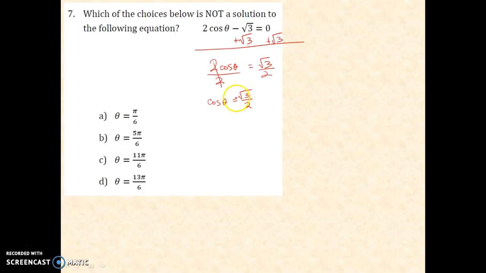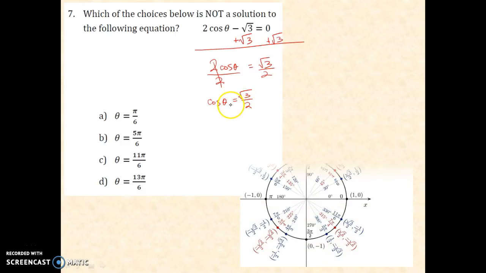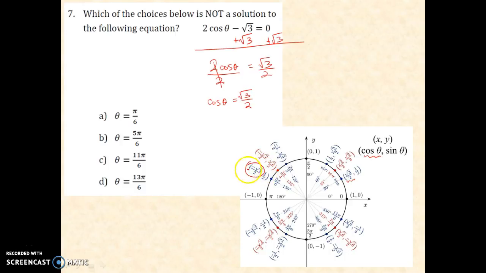Alright, so now let's take a look at our unit circle and figure out which one of these doesn't have a cosine that's radical 3 over 2. So pi over 6, whoosh, cosine is the x part, cosine is radical 3 over 2. 5 pi over 6, whoosh, cosine is negative radical 3 over 2. So this one has the opposite cosine.